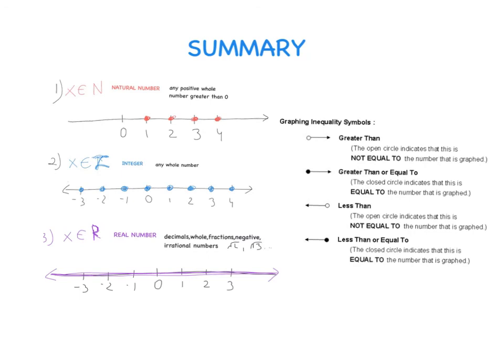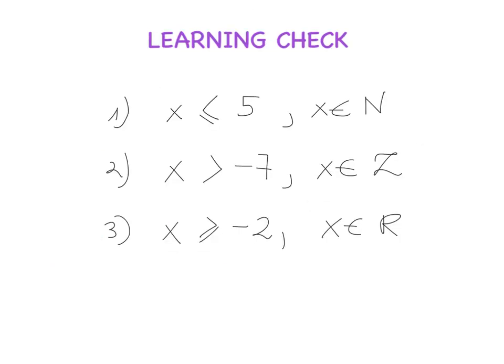And when you mark inequality on the number line, and if that's a real number, these are the symbols. So if you have greater than, you are using empty circle. If that's greater than or equal to or less than or equal to, you are using full circle. So make sure you know all the symbols and you know how to mark them on the number line as well. And this is just a quick learning check.